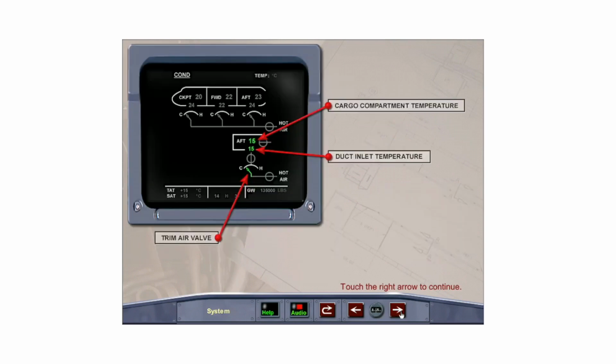The ECAM air conditioning page displays the aft cargo compartment temperature in green. The duct inlet temperature, normally displayed in green, changes to amber if the duct temperature rises above 80 degrees Celsius. The trim air valve position displayed in green indicates the range from cold, or valve closed, to hot, or valve open. It changes to amber if the valve fails.